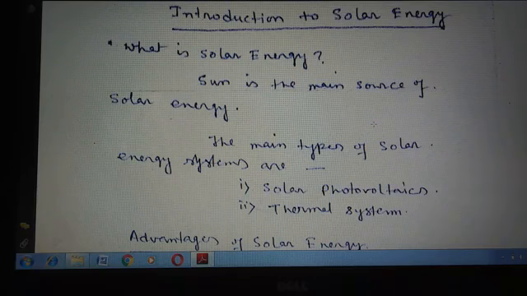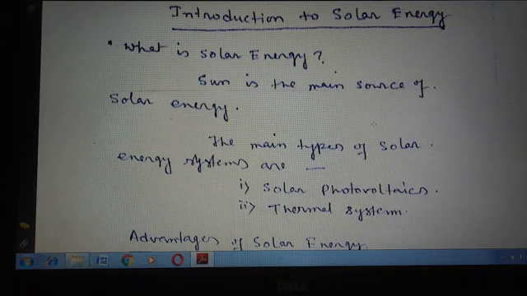Now the advantages. There are some advantages of solar energy: it is a renewable source of energy. Next advantage, free of cost. Next advantage, a non-polluting source of energy. There are also disadvantages. The main disadvantage is low efficiency, and the next disadvantage is that it is intermittent in nature, so for night hours the energy is not available, and storage devices are required to utilize the solar energy.